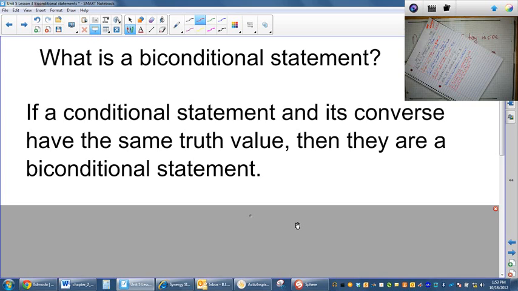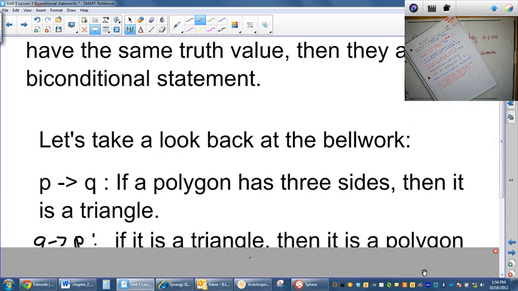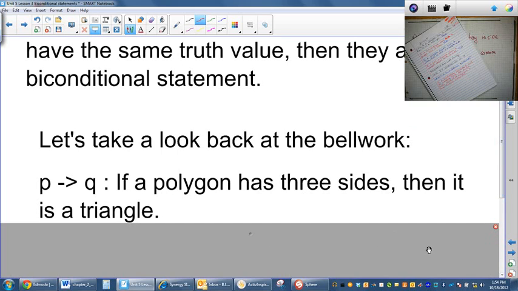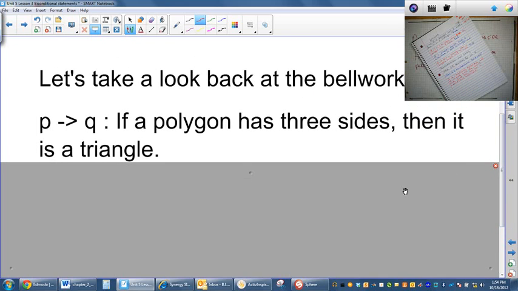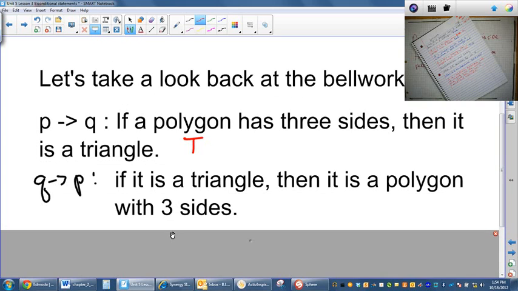All right. So what is a biconditional statement? If a conditional statement and its converse have the same truth values, then they are a biconditional statement. So let's take a look at what that means. Let's look back at bell work. For bell work, we wrote this: if a polygon has 3 sides, then it is a triangle. We said that that was true. And then we wrote the converse. The converse was, if it is a triangle, then it is a polygon with 3 sides, and that was true.